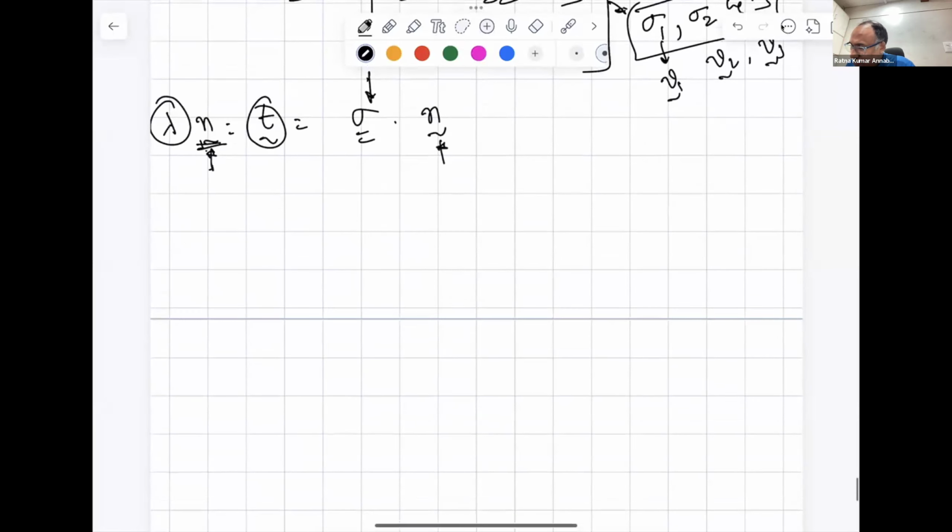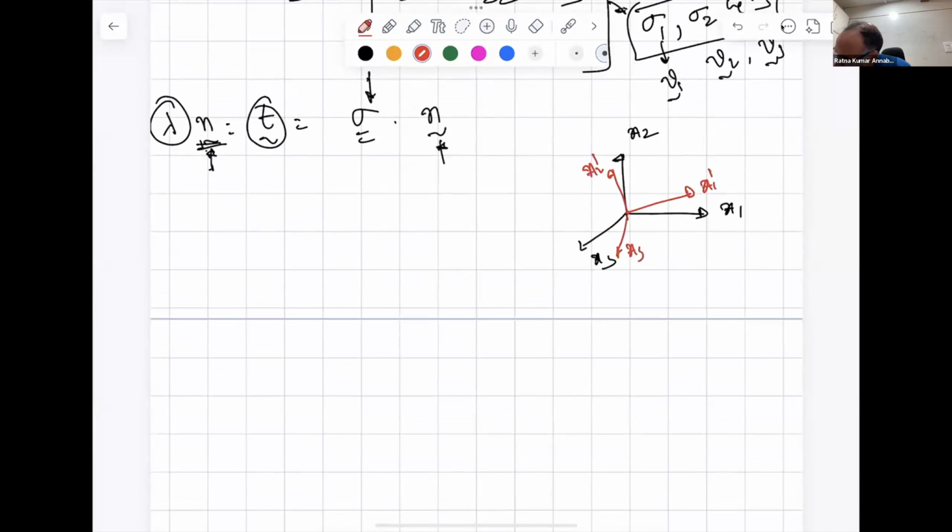So if you have the point that here we need to keep in mind, if your original frame of reference is x1, x2, x3, and the new frame, another frame of reference, is x1 dash, x2 dash, and x3 dash.